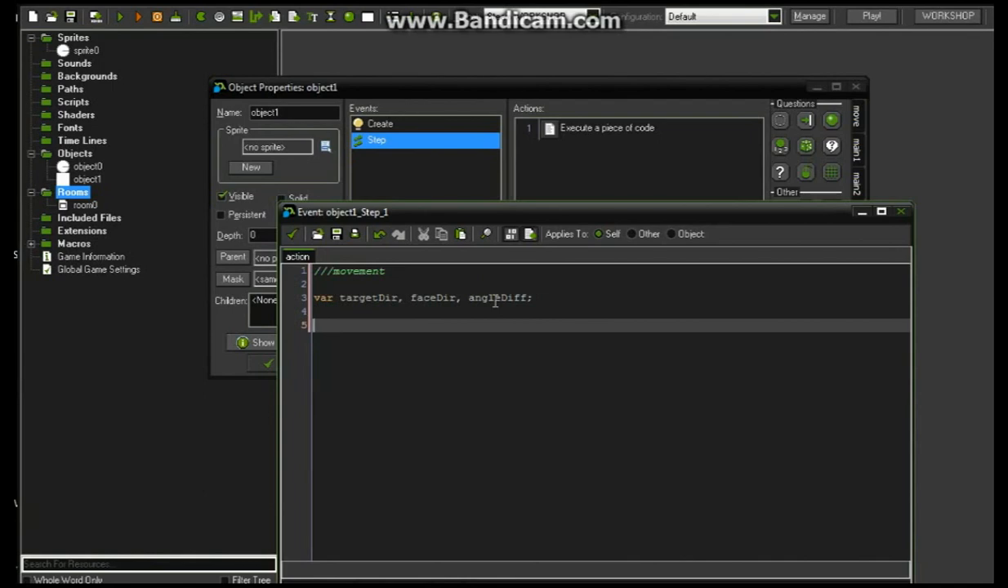Facing direction is just the direction in which we're facing. I'm going to use floor on direction, so it looks like this. I always like to floor my direction, because otherwise you start getting decimals, for example 45.1, 45.2, 45.3, and that can cause problems later on. When you floor, you get whole numbers, 1, 2, 3, 4, 5, 6, and that solves a lot of issues in the future.